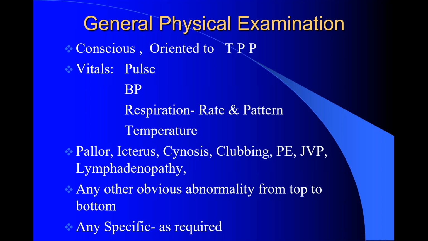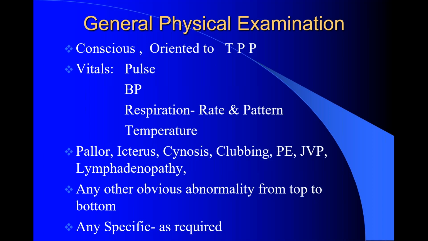Any specific means, like if you are seeing a patient of rheumatic fever, you have to look for the signs of rheumatic fever. If the patient has bacterial endocarditis, you have to look for the stigmata of bacterial endocarditis. So these are the specific points as required by your differential diagnosis. So this is the general thing that you have to take in all cases. Then any other obvious abnormality from top to bottom, and any specific as required by your differential diagnosis that you have to look for.